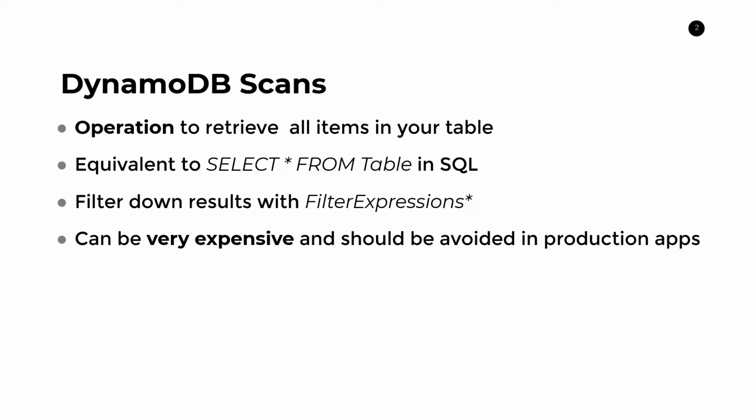Now, this still applies even if you're using a filter expression. So if you have a table that has 100 records and you use a filter expression to get only two records, you're still going to be charged for 100 records worth of read capacity units. So this may not be a problem if you have a very small table, but if you have a very large table, this can quickly be a money sink and you can have a very large unexpected bill.